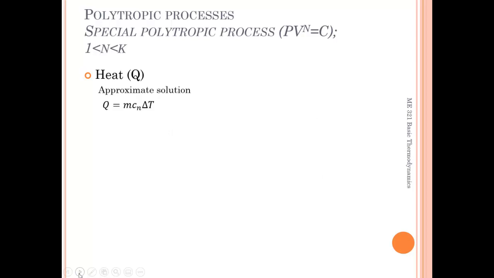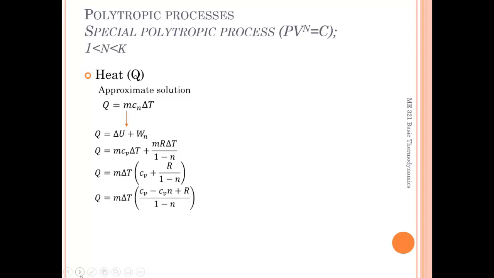The approximate solution for finding the heat transferred during a special polytropic process can be derived using the non-flow energy equation. Now we can replace delta U in the equation by m cv delta T and the non-flow work by the formula that we presented in the previous slide. Then we factor out mass and delta T from the two terms. After that, we now add the two remaining terms inside the parentheses. By doing this, we will arrive at this form of the equation for Q.